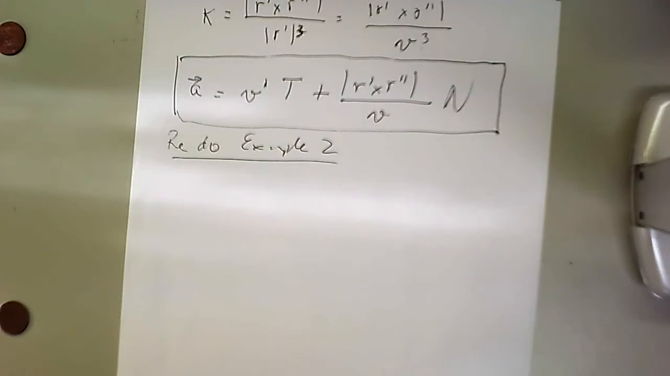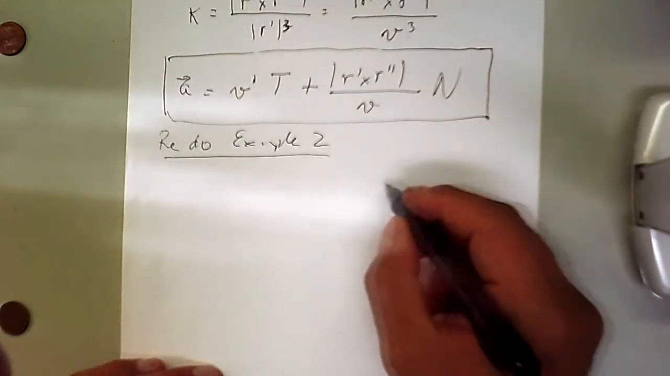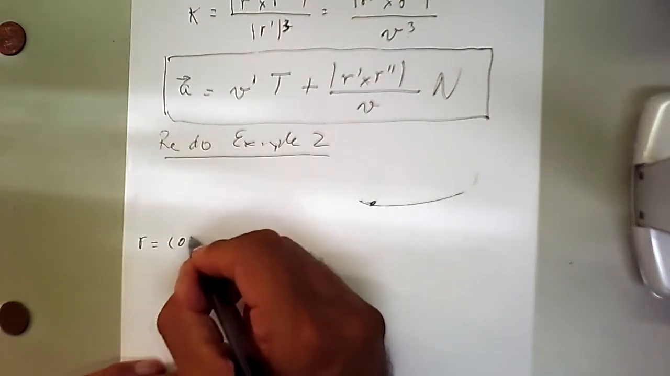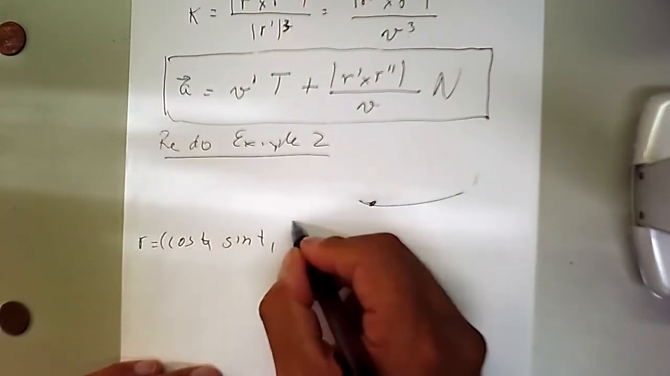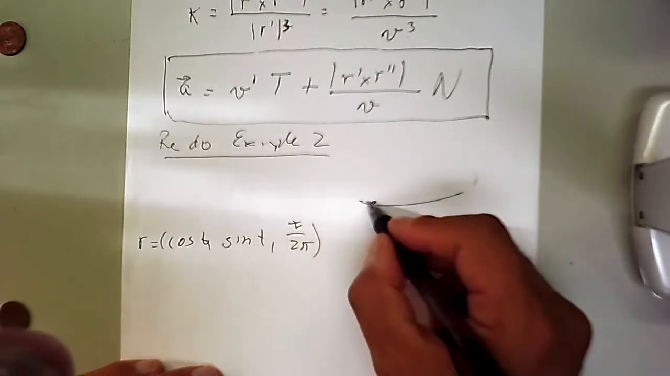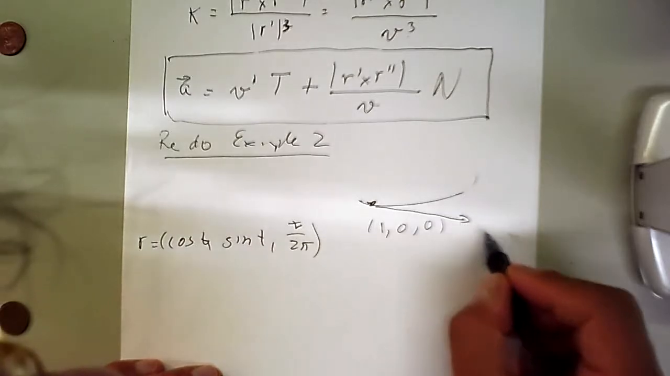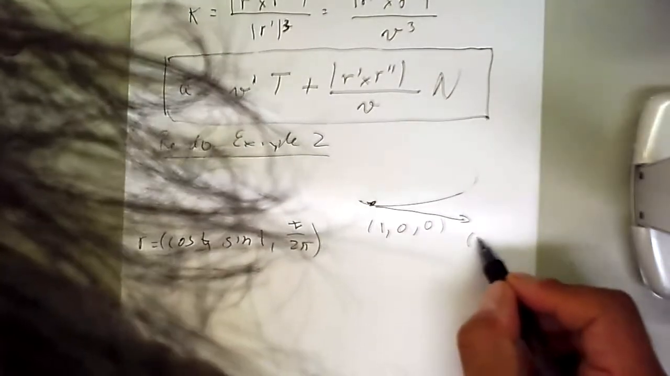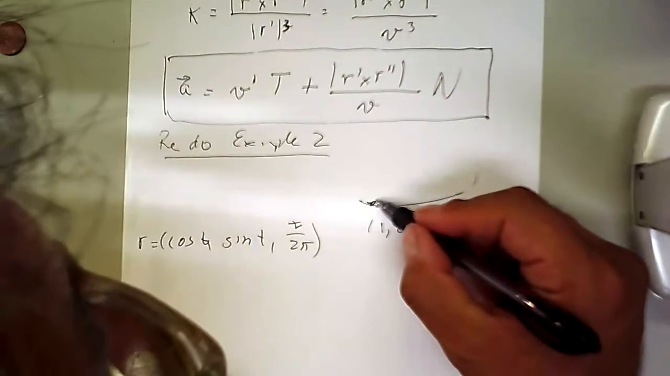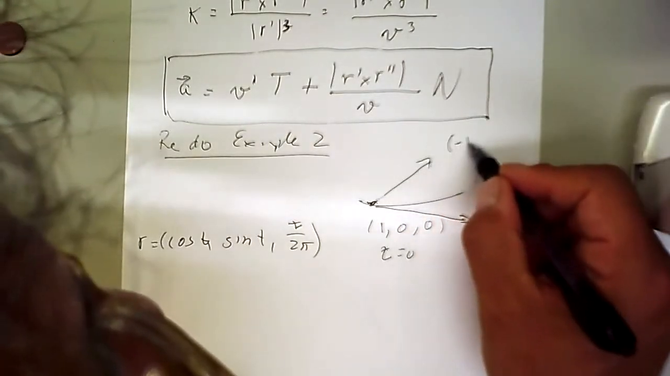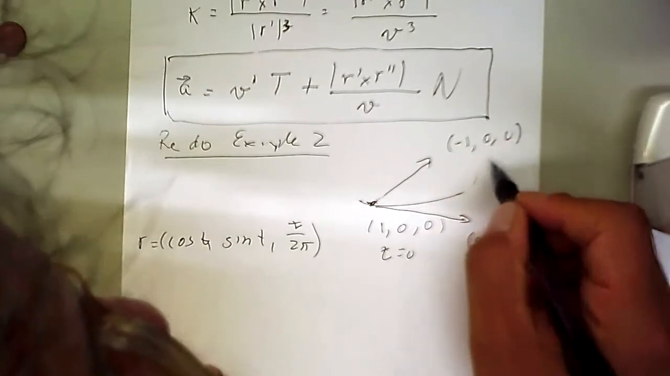What we are gaining by doing this is that we are understanding a little better the relationship between the acceleration, the tangent vector, and the normal vector at one particular point. So there's the curve. We know it is r equals cosine t, sine t, and then t over 2 pi. Remember, this point is initially 1, 0, 0. And then we have the tangent vector, which is going to be 0, 1, 0. And then the normal vector at that point, this is happening when t is equal to 0, is negative 1, 0, 0.